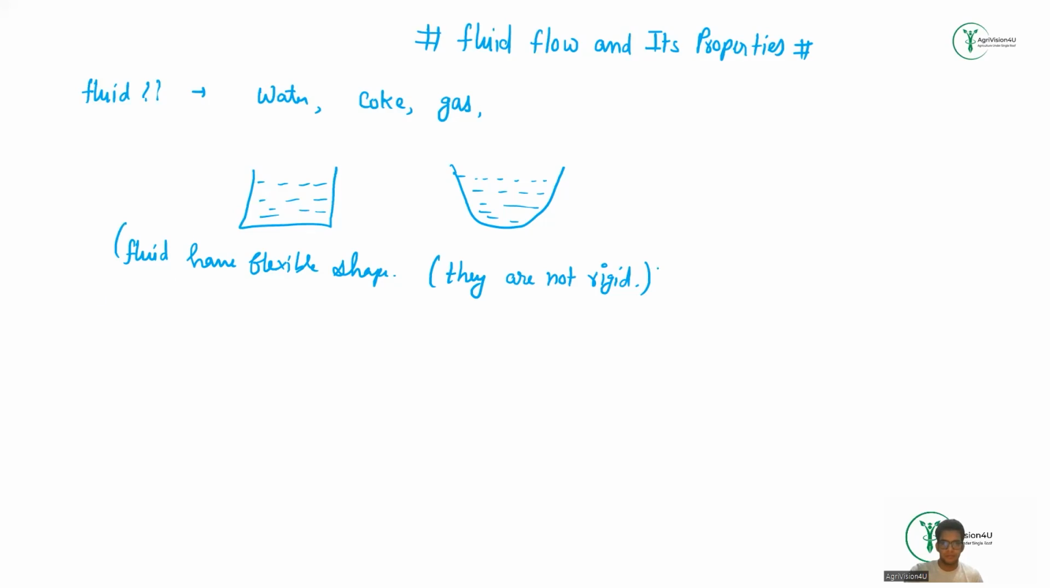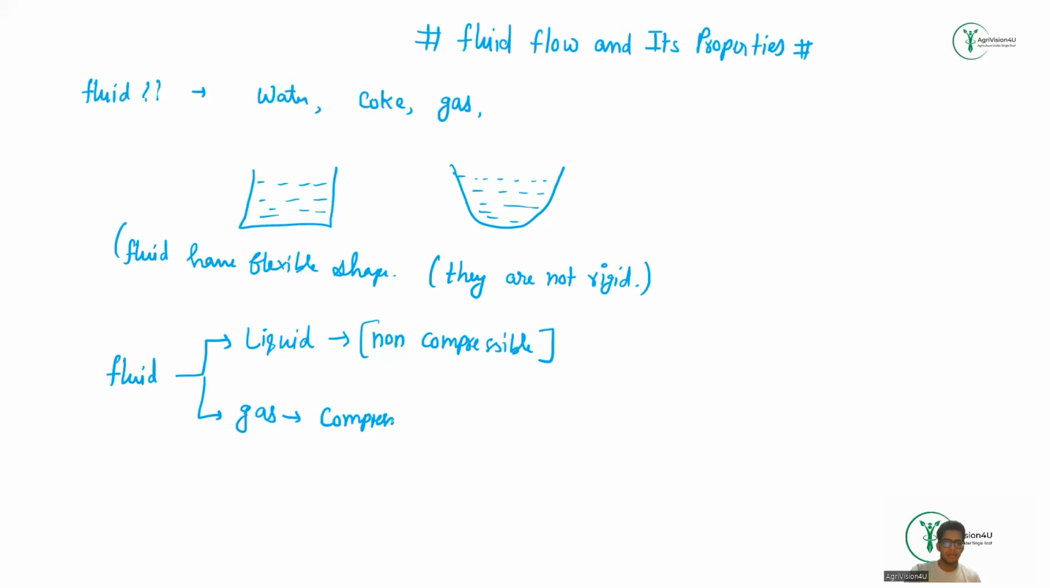Now, we know that there are two types of fluid. First is liquid. Second one is gas. Clear? So the liquids are ideally non-compressible. But up to a certain extent, the liquid also can be compressed. But as compared to gases, they are highly compressible.